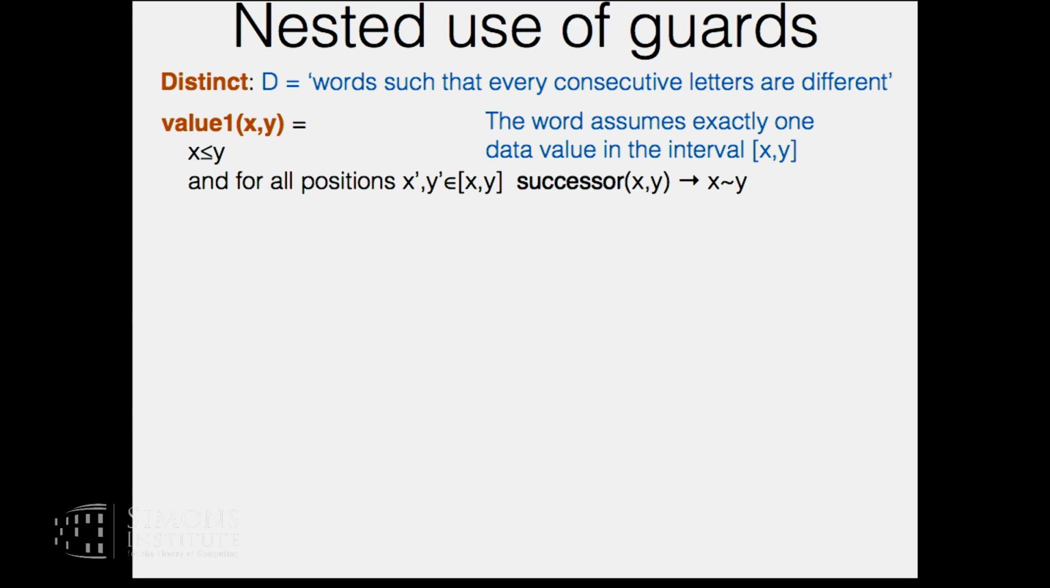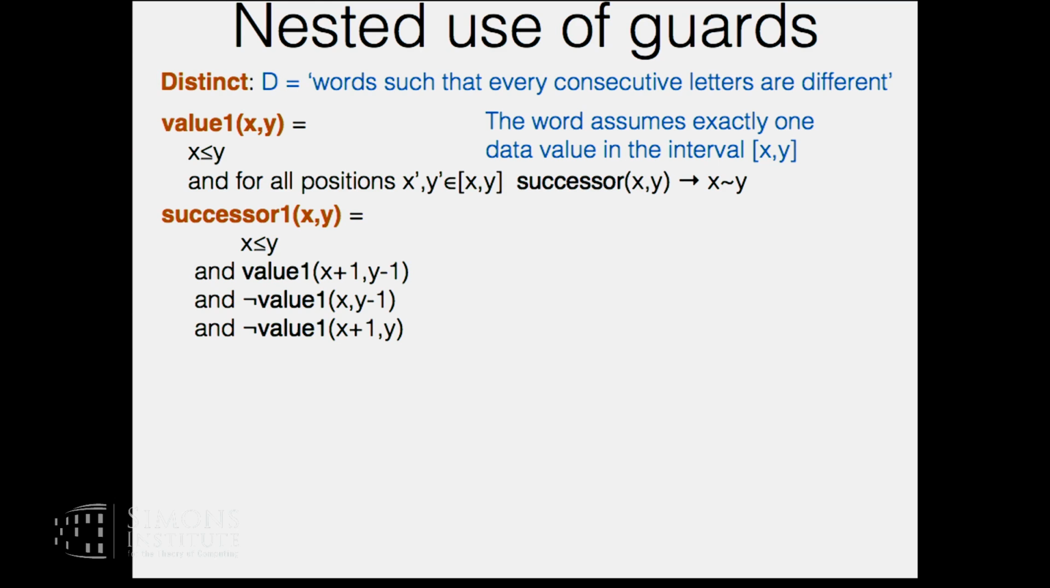And so you want to have k values. So the first thing you say is value 1 xy, and value 1 xy is a formula that tells you in the interval from x to y there is exactly one data value. So x has to be smaller than y, and whenever I jump to the successor, it needs always be the same data value. And now, when I do that, I can define an operation successor 1. This one would be in some sense successor 0. And it says something like that.